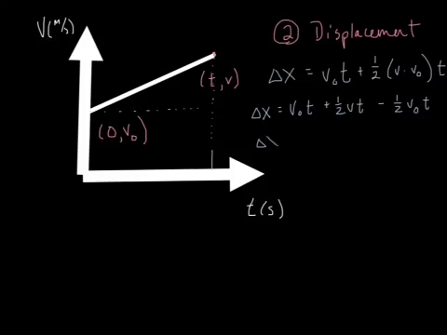So delta x then, if we have v0 t minus 1/2 v0 t, that's going to be 1/2 v0 t plus 1/2 vt. And then we can factor out the 1/2 and the t's, and we end up with delta x equals 1/2 (v plus v0) times t. And so that's one of the equations we can use for the displacement for an object that's undergoing constant acceleration.